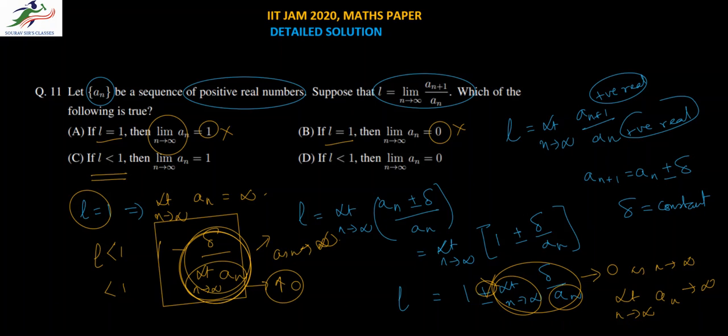So limit n tending to infinity of an would be equal to 0. So option D is the correct choice.